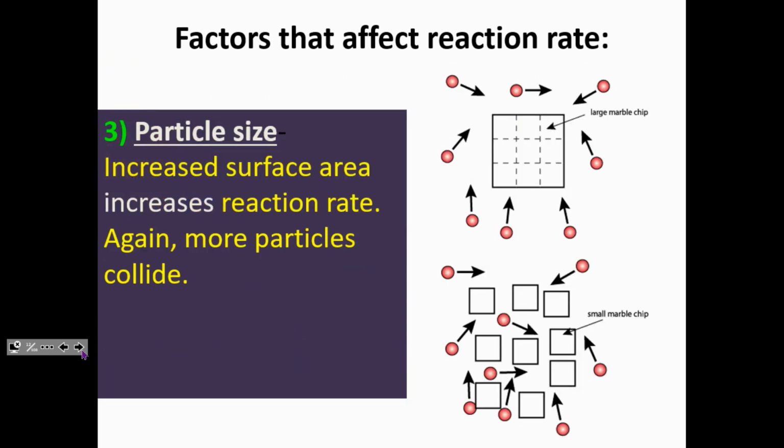The third factor is particle size. So if you increase the surface area, this will increase your reaction rate. We discussed this in Unit 12. We looked at how agitation speeds up dissolving rates. If you have a greater surface area, the particles have a greater chance of coming into contact with each other for more collisions, which results in a greater number of products produced, which increases the reaction speed.